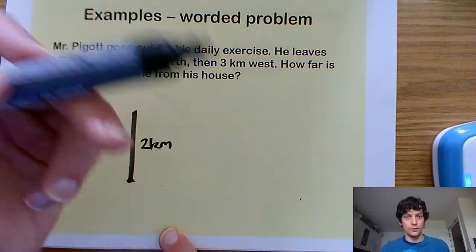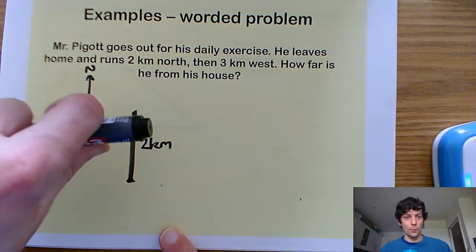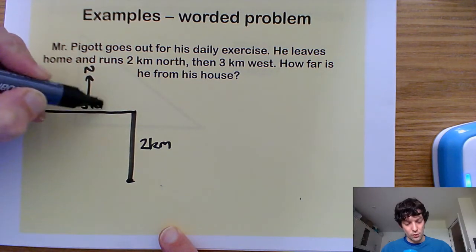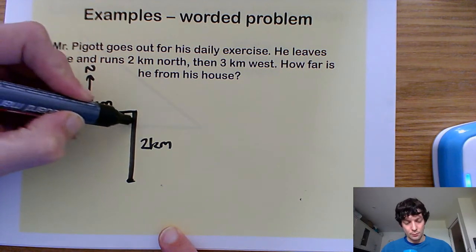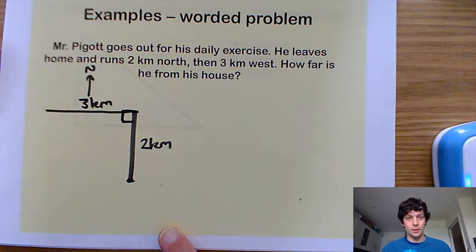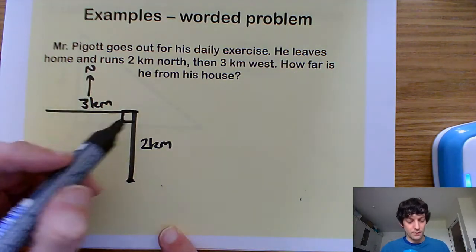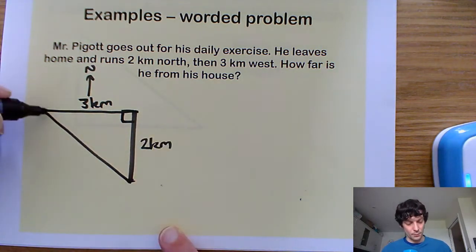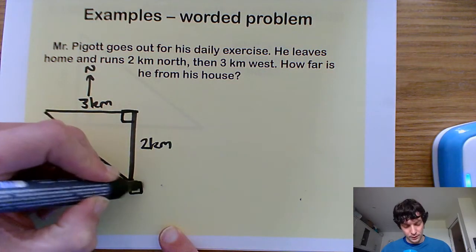So that's north, east, south, west. So I'm going across this way by 3 kilometers, and because the compass points are perpendicular to one another, that is a right angle there. It says, how far is he from his home? So this was my home, that's where I started off.